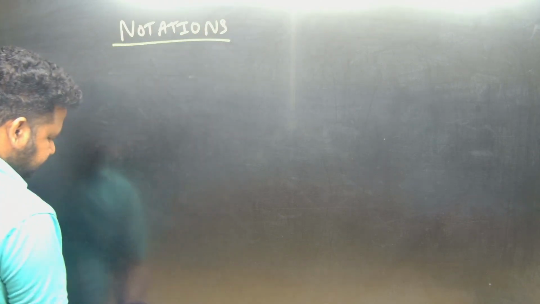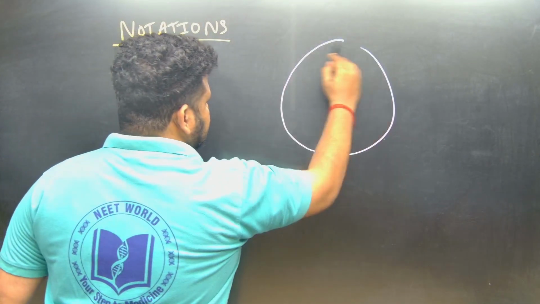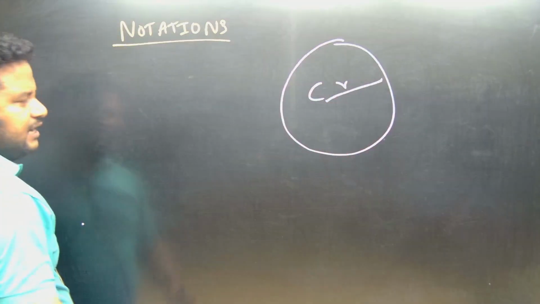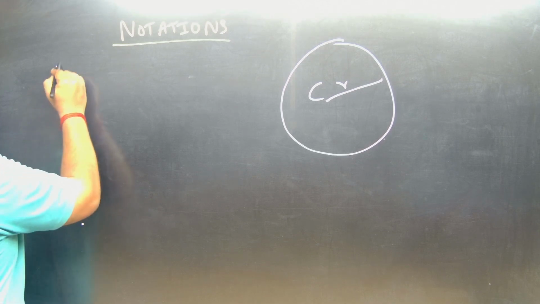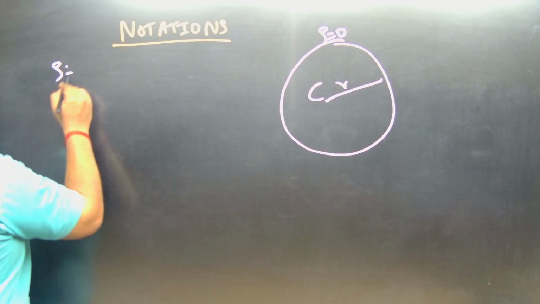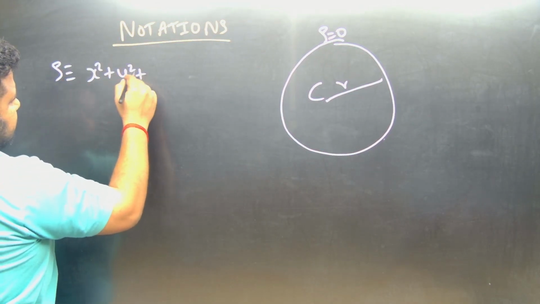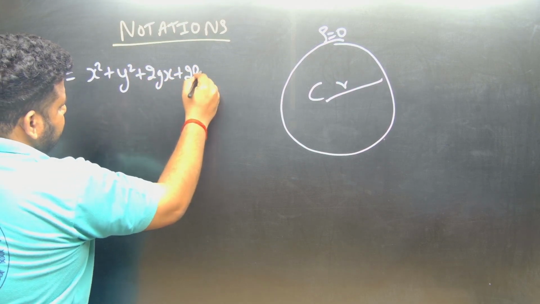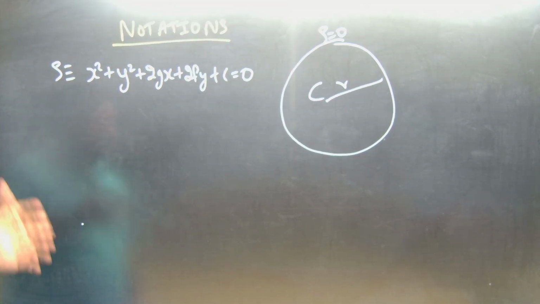So see here, notations means what? Suppose there is a circle with a center C and the radius is r, and I am talking about the general notations we write for the general equation. Let the equation of the circle be S equal to 0. That means the general equation of the circle will be x square plus y square plus 2gx plus 2fy plus c is equal to 0. Yes or no? This is what we have. So this is the general equation of the circle.